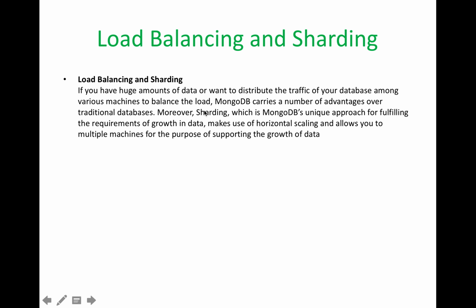If you have a huge amount of data or want to distribute the traffic of your database among various machines to balance the load, MongoDB carries a number of advantages over traditional databases. Moreover, sharding is MongoDB's unique approach to fulfilling the requirement of growth in data. It makes horizontal scaling possible and allows you to use multiple machines for the purpose of supporting the growth of data.